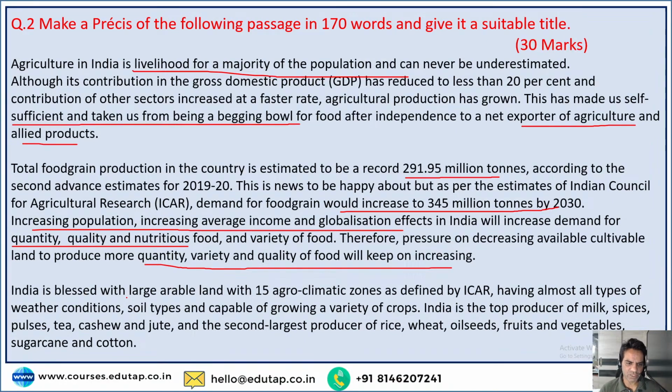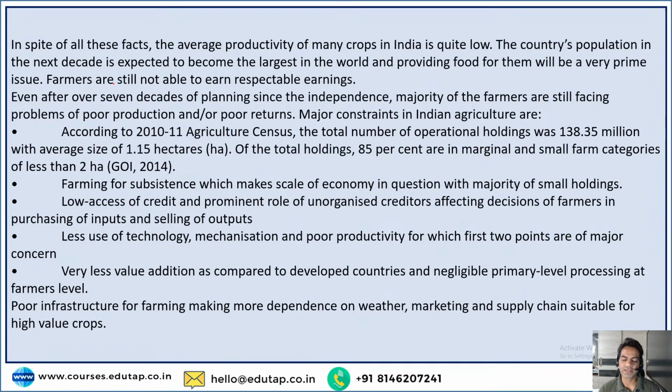Then India is blessed with a large arable land with 15 agroclimatic zones defined by ICAR, having almost all types of weather conditions, soil types, and capable of growing a variety of crops. India is the top producer of milk, spices, pulses, tea, cashew, and jute, and the second largest producer of rice, wheat, oilseed, fruits and vegetables, sugarcane, and cotton. So India is at a good stage now in terms of food security.